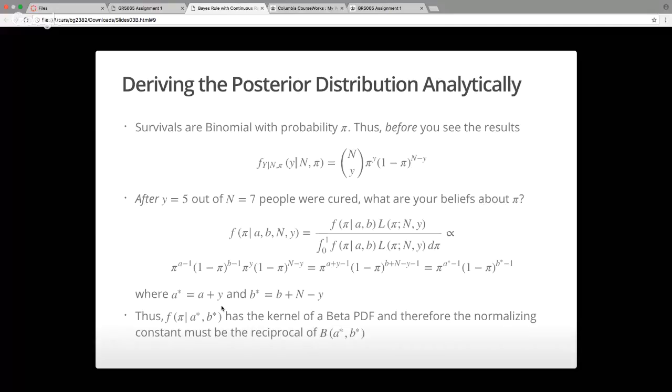So in this particular case, which is relatively simple, seeing the data didn't change the family of the distribution. It was beta before, it's beta after. But it's a new beta distribution that has updated shape parameters once we see the data.